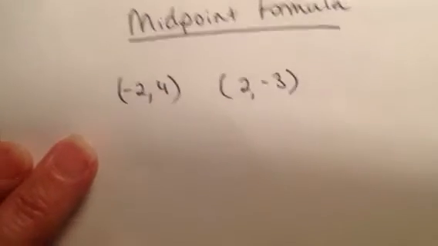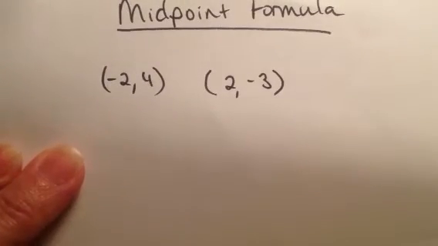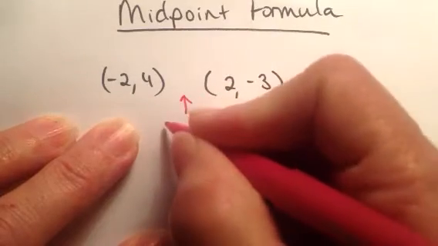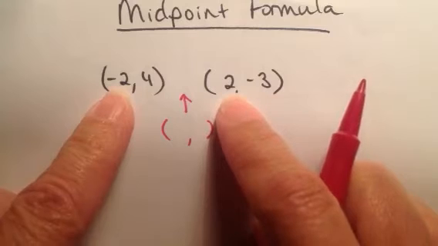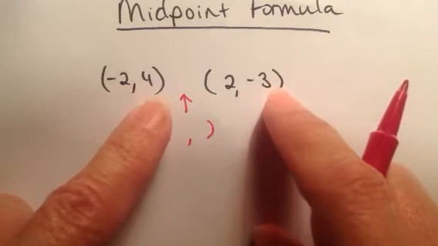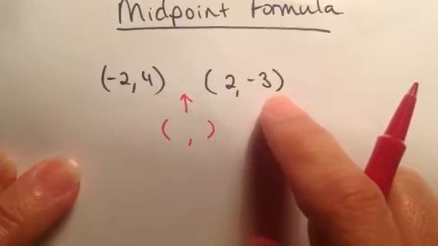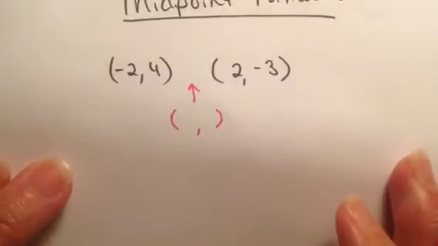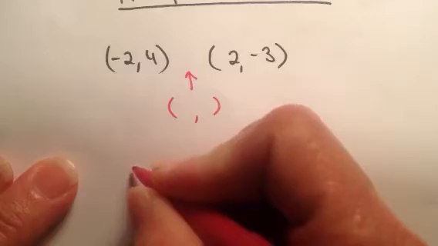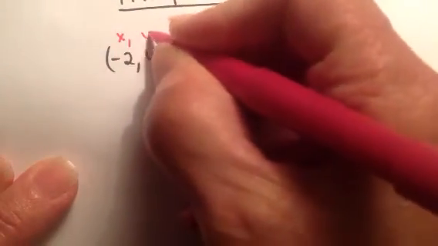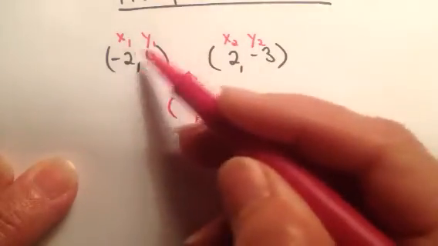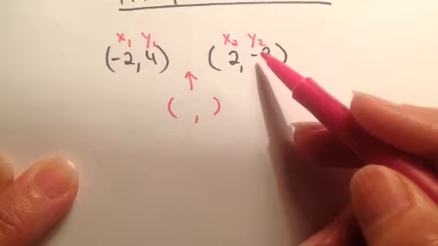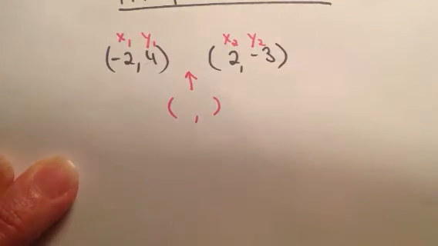So if we have 2 points, let's go with the points that we've been using. So if we have these 2 points, there is going to be a point that is exactly in the middle. And that point is going to be the average of your two x values divided by 2 and the average of your two y values. So our midpoint formula, there is a formula, and that is, remember we called this x1, y1, and x2, y2, and it doesn't matter. I could have called these x2, y2, and these x1, y1, it doesn't matter.